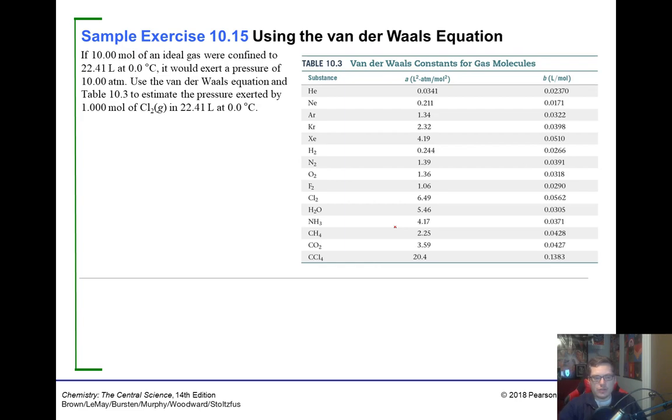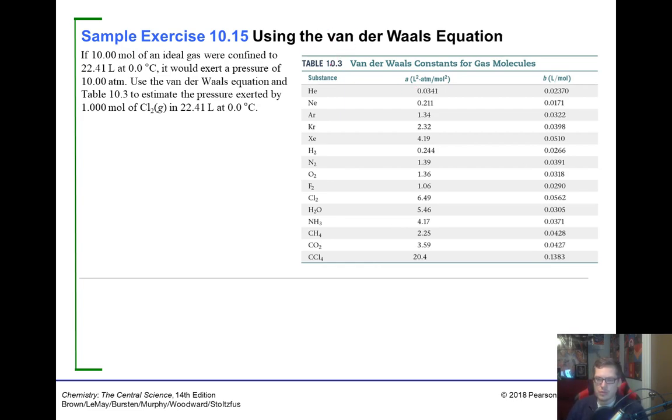So I wanted to walk through a couple of problems real quick. I really like this problem because it gives you an idea of what to do in these kinds of problems. It says, if 10 moles of an ideal gas were confined to 22.41 liters at 0 degrees Celsius, it would exert a pressure of 10 atmospheres. Use the van der Waals equation in table 10.3 to estimate the pressure exerted by 1 mole of chlorine at 22.41 liters at 0 degrees Celsius.